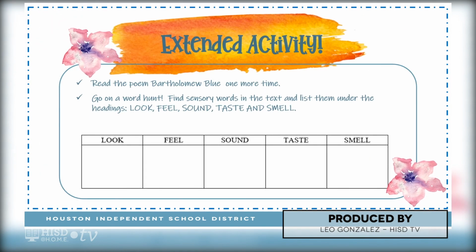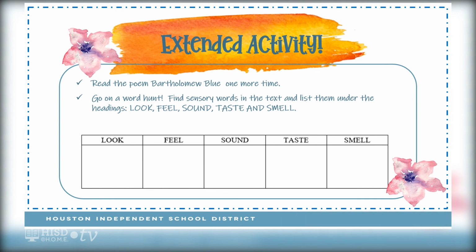Here's an extended activity for you. Read the poem Bartholomew Blue one more time. Go on a word hunt. Find sensory words in the text and list them under the headings look, feel, sound, taste, and smell.